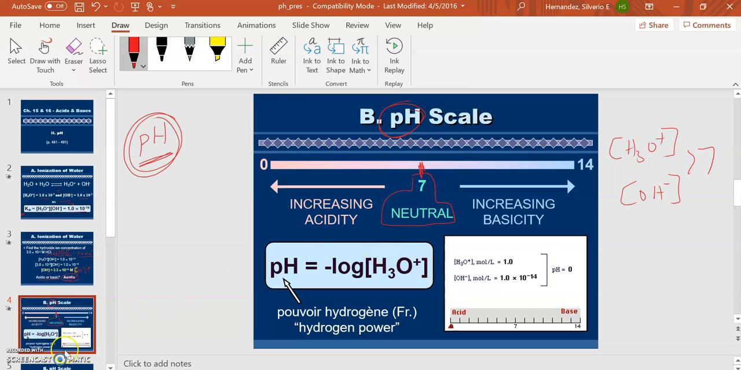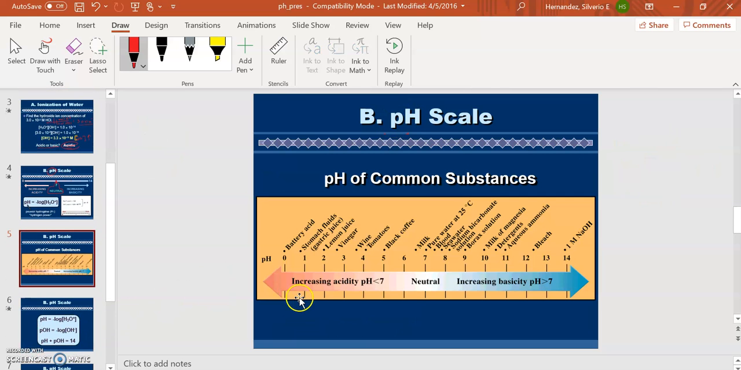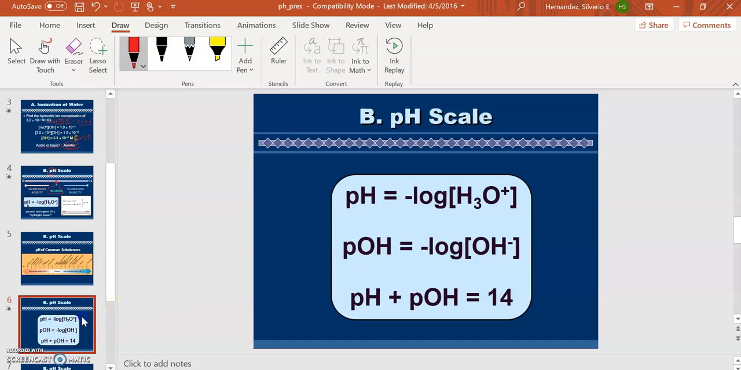So the next slide talks to you about a few household items, if you're curious, things in your house and where they fall on the scale. And then the last slide here talks to you about these two equations, which I already covered in a previous video. And then we have this third equation down here, which I think is important just to note.